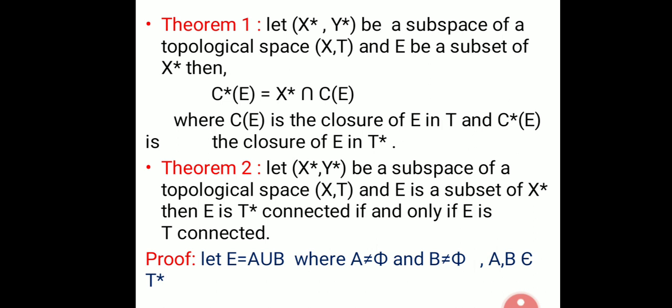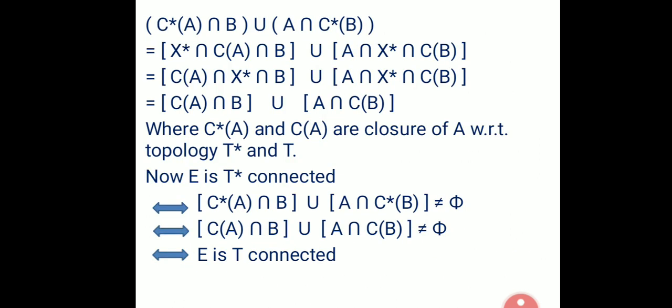Theorem 2. Let X* and Y* be subspaces of a topological space (X, T) and E is a subset of X*. Then E is T* connected if and only if E is T connected. Let E = A ∪ B, that is, E can be expressed as the union of two non-empty sets A and B belonging to T*. So now we find C*A ∩ B ∪ A ∩ C*B.